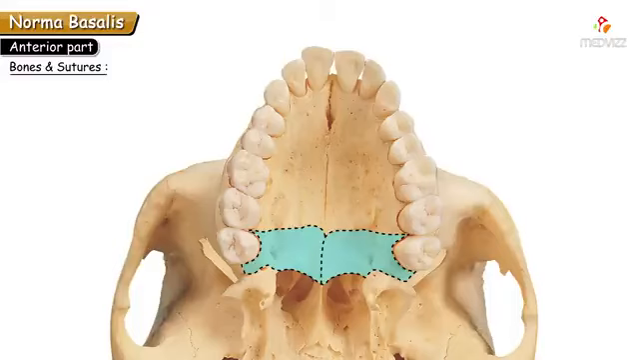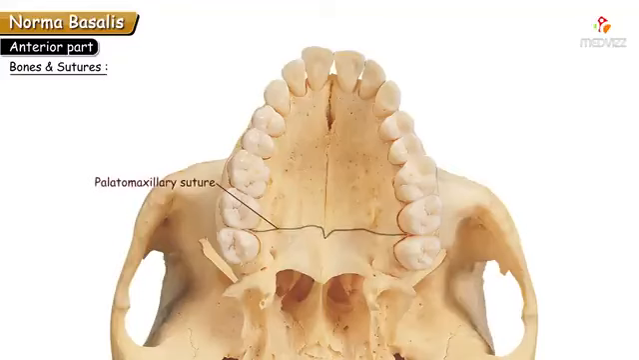Posterior 1/3 of the hard palate is formed by horizontal plates of palatine bone. And both right and left palatine bones, just like palatine process of maxillae, they too meet in the midline at interpalatine suture. And next about the palato-maxillary suture.